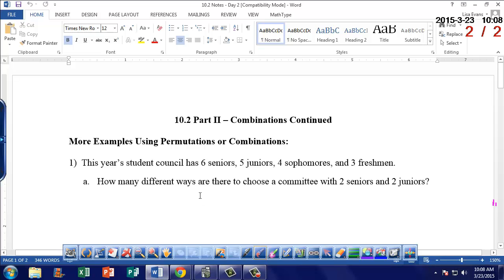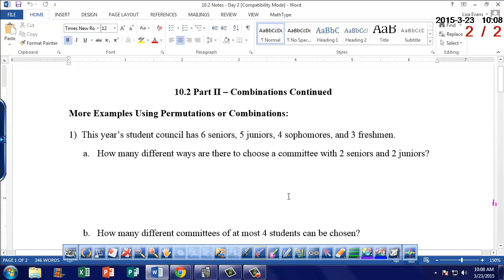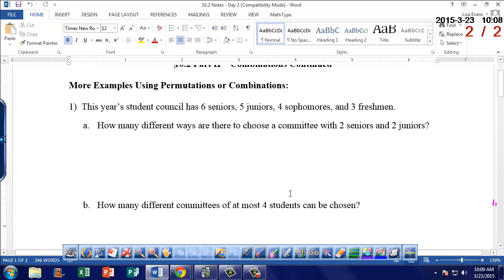This year's student council has 6 seniors, 5 juniors, 4 sophomores, and 3 freshmen. How many different ways are there to choose a committee with 2 seniors and 2 juniors? Now, if we think about choosing a committee, does order matter? No, just 2 seniors, 2 juniors. It doesn't matter which was the first senior I chose or the first junior. So this is definitely a combinations problem.